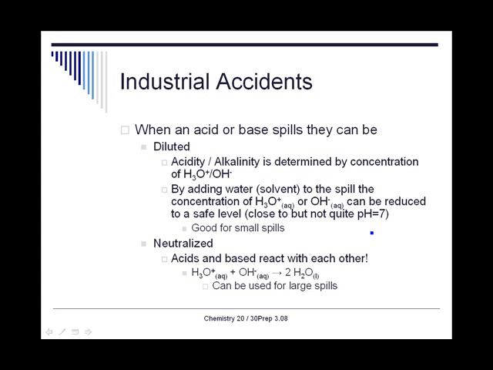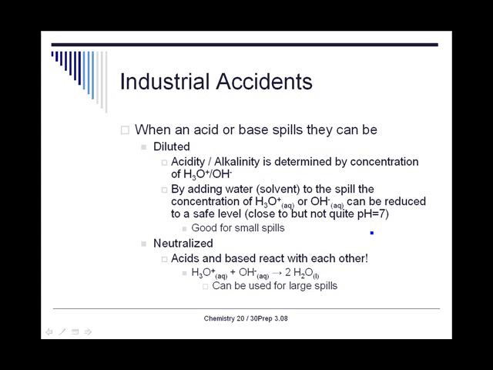Add water. If you have small spills that are really acidic or really basic, then all we need to do is add water to dilute our acid or base. Since pH is determined by concentration, as we add water, the concentration of our acid or our base is going to be reduced. So using this method, we can actually get quite close to a pH of 7 or to neutral, and it's a good way to neutralize a small acid spill. So flushing it with water is good for small spills.